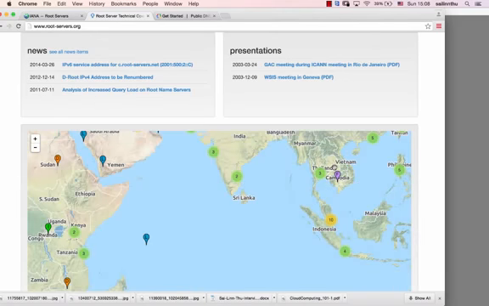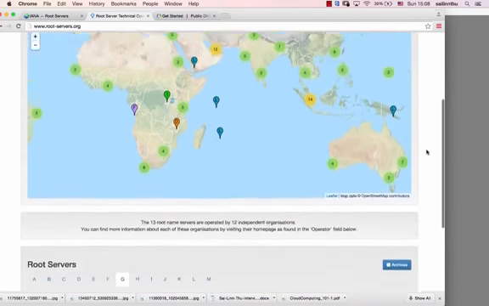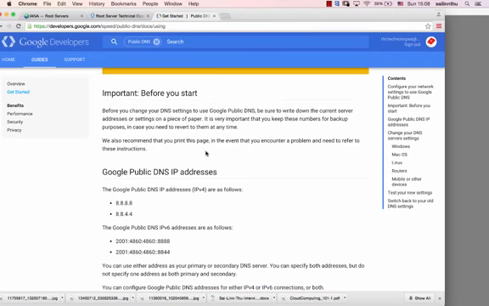So, I want to see the root server. So, DNS root server. We now go to the DNS resolution. Alright, another cool thing: Google public DNS. The Google public DNS IP addresses are 8.8.8.8 and 8.8.4.4. Okay, that's it.